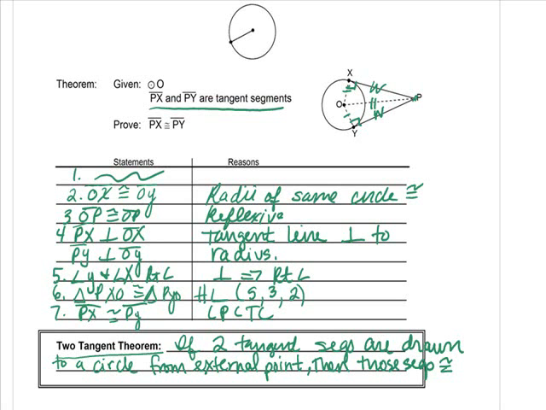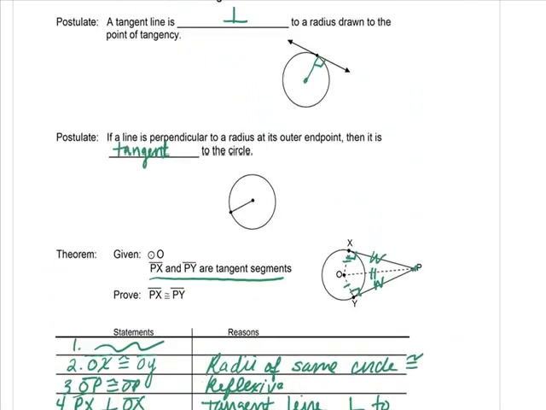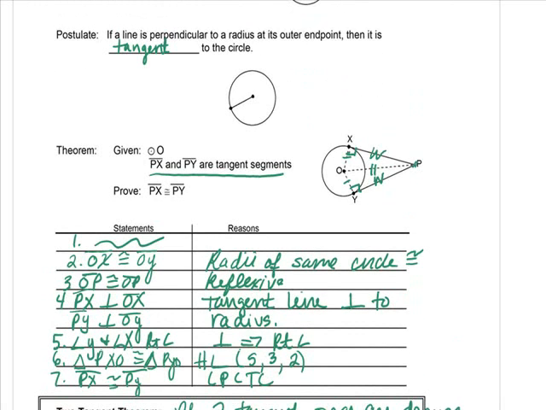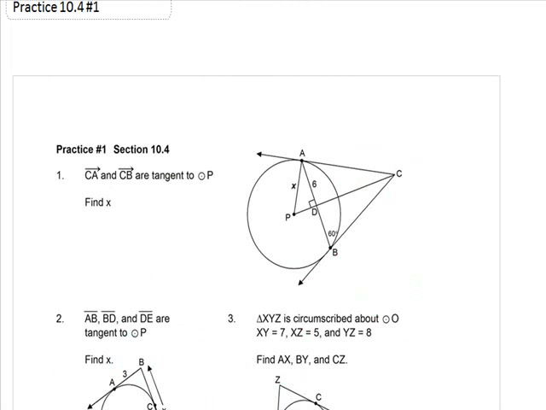All right, so now let's look at the practice problems, where we're going to apply the fact that a tangent line is perpendicular to a radius drawn to the point of tangency, and that two tangents drawn from a common external point are congruent. All right.